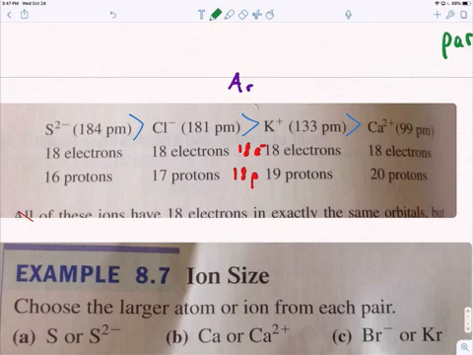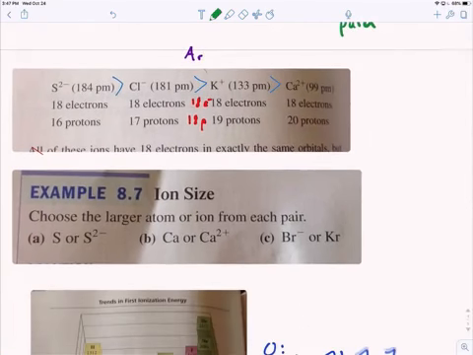So when you're comparing size, this is what you do. So sulfur or sulfide, which one is bigger? It's the one that has more electrons. So same elements. Sulfide has extra electrons, therefore it's bigger. Same thing with calcium. Which one's bigger, calcium or the calcium plus 2 ion? Calcium has more electrons. It's the bigger one.